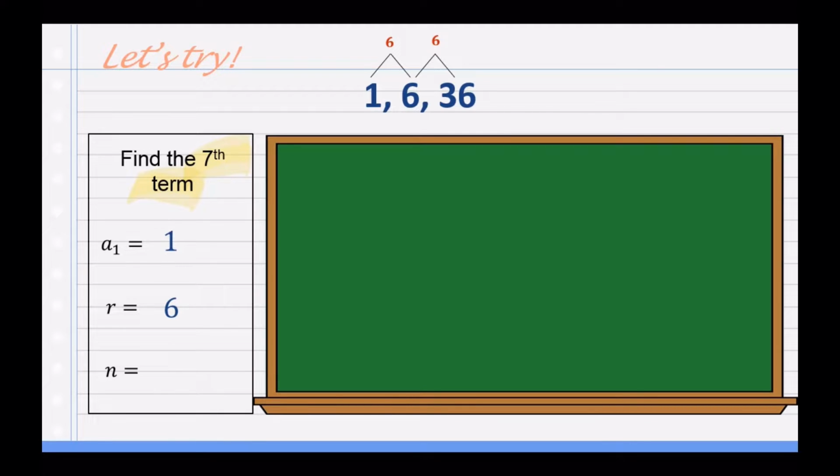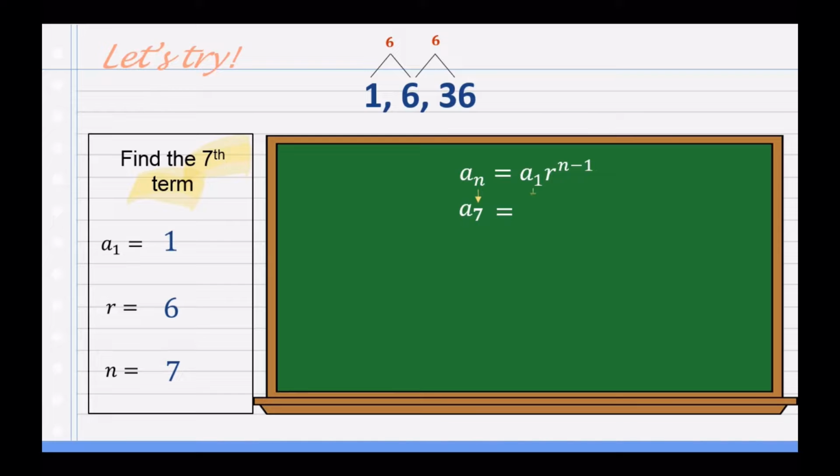And since we're trying to find the 7th term of this sequence, our n would be 7. So let's substitute these values into our formula. So a sub n now would become a sub 7 since our n is 7 and we are also trying to find our 7th term.